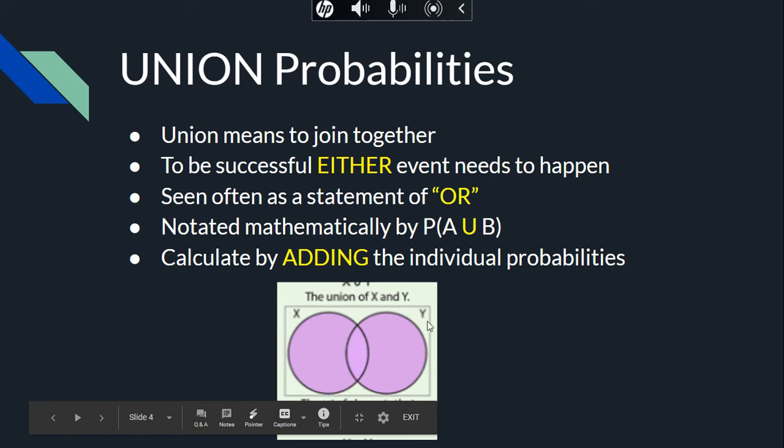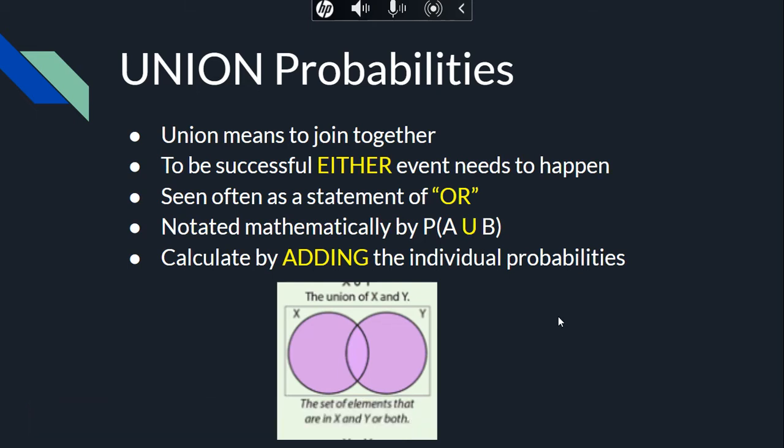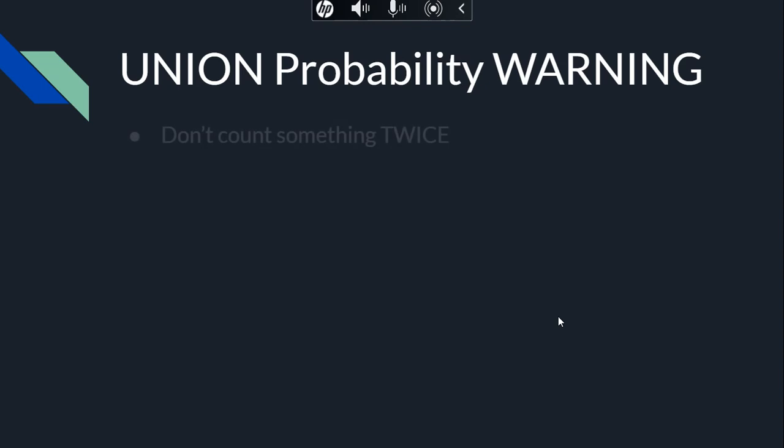Anything outside is not shaded, so you would not win if something happened that's not inside one of these circles. Now there is a warning, and you can see it in the circle. You may end up counting something twice, and you don't want to do that. You do not want to inflate your probability by putting the same event in more than one time and making it look like it's going to happen more than it actually does.